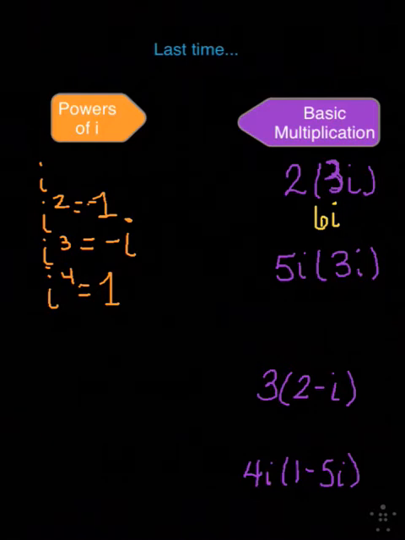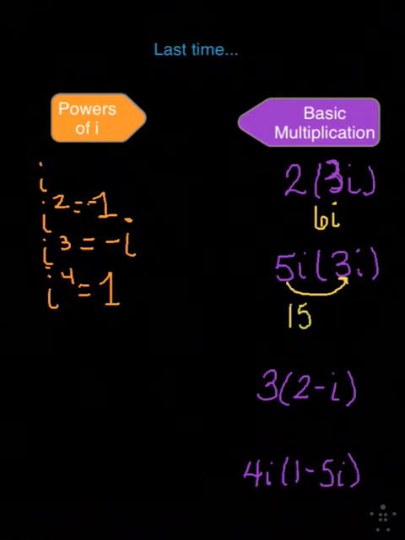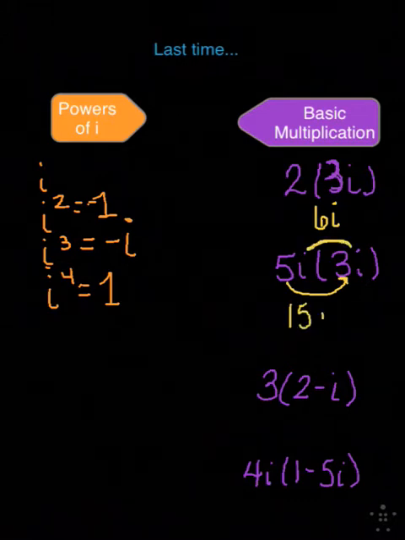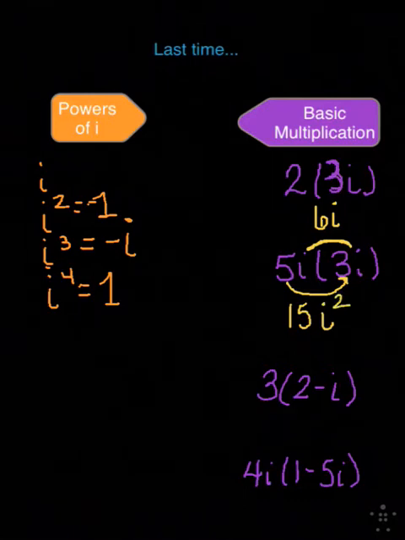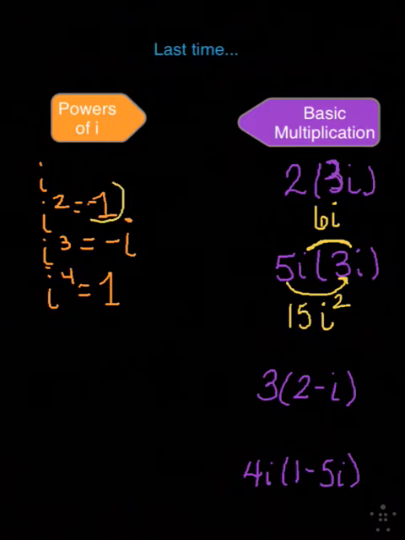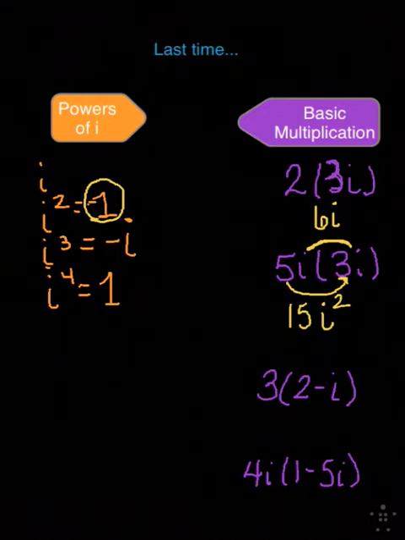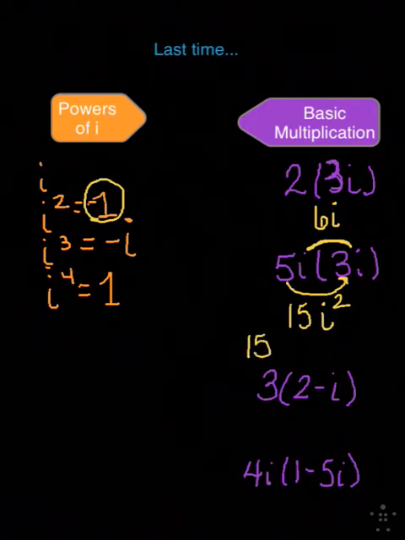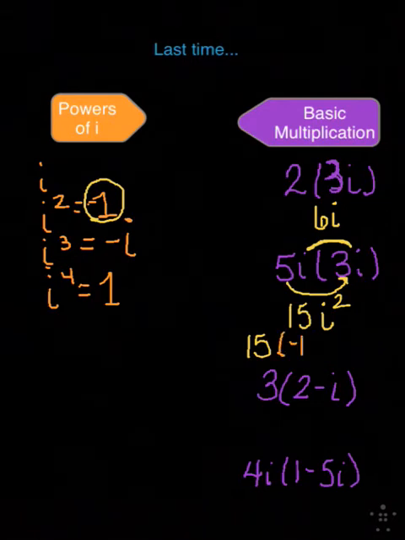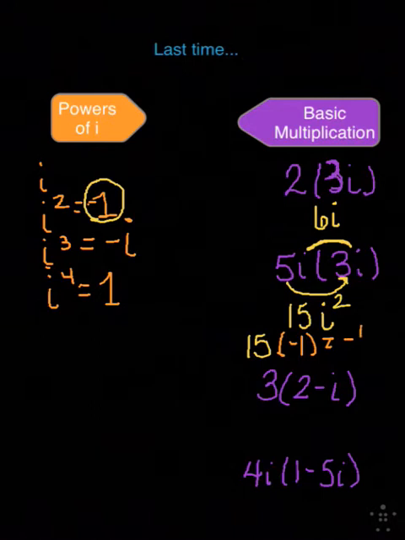Then we had the kind like this, 5 times 3 was 15. And we had i times i, which was i squared, so that's 15i squared. But remember, you always have to pay attention when you get an i squared or any other power of i. We don't keep i squared. i squared equals negative 1. So we replace the i squared with negative 1. So we have 15 times negative 1, and so our answer is negative 15.